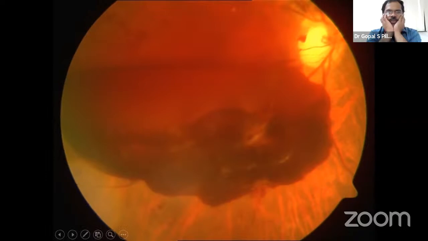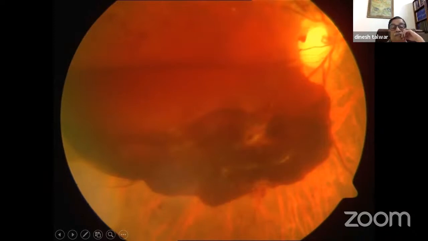So what are the types of hemorrhages inside the eye? Who is taking this?